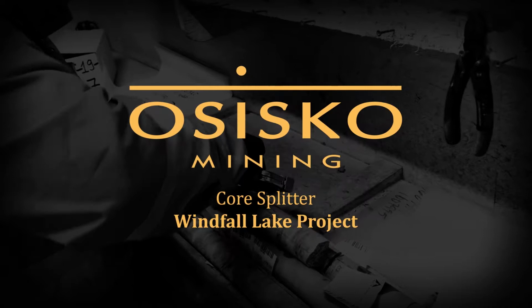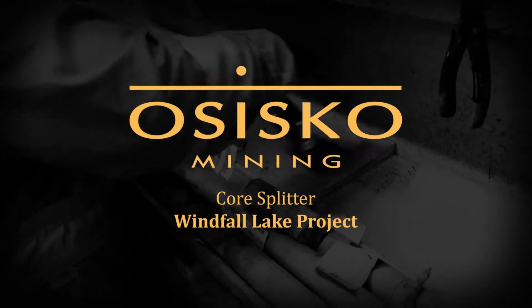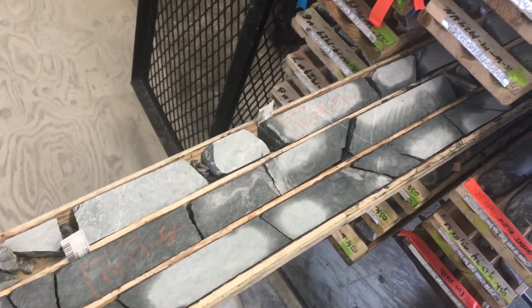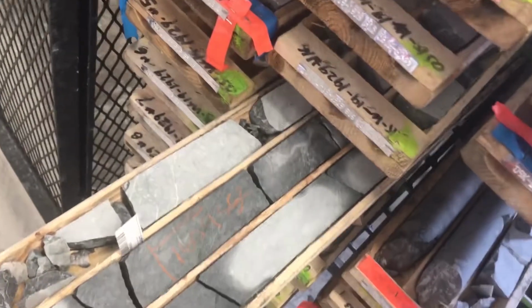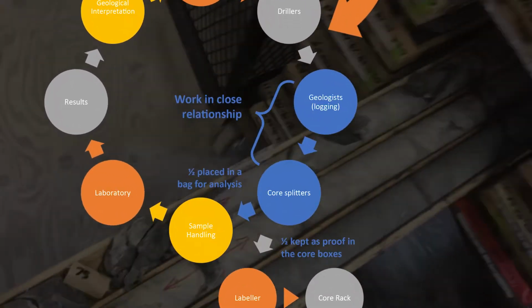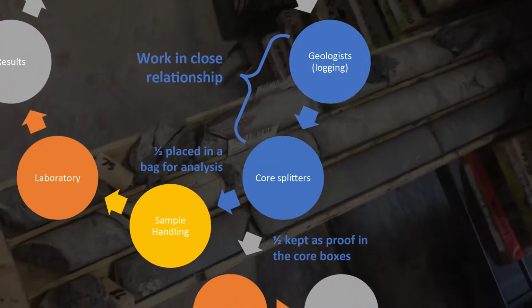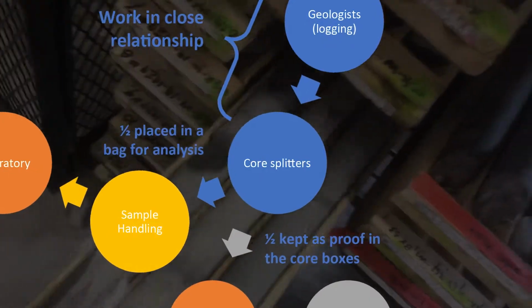Osisko Mining is pleased to present an overview of the core splitting process. The core splitter is responsible for core sampling. The role of the core splitter is a crucial link in the chain. This video presents an overview of this chain.